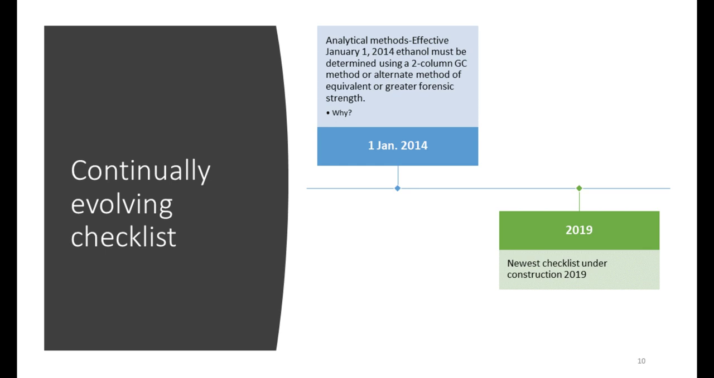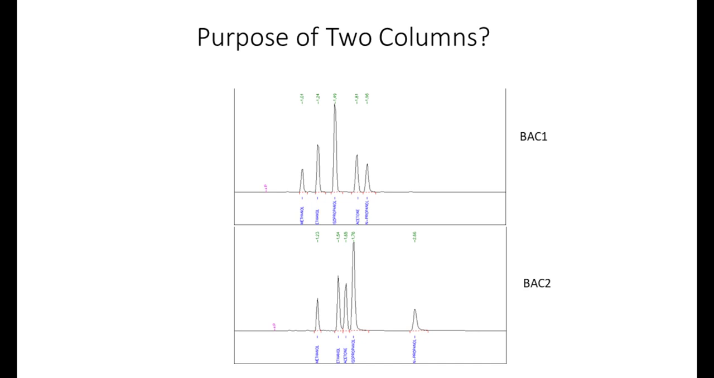Analytical methods in 2014 were required to determine ethanol using a 2-column GC method or alternate method equivalent or greater forensic strength. That would include mass spectrometry. And then the newest checklist is under construction in 2019 right now. But why would we want to do that?